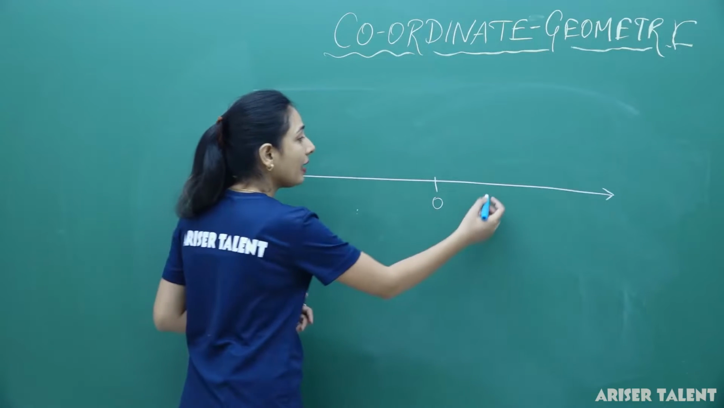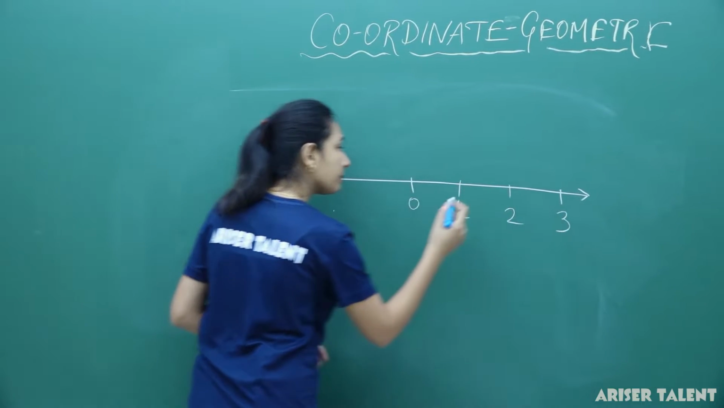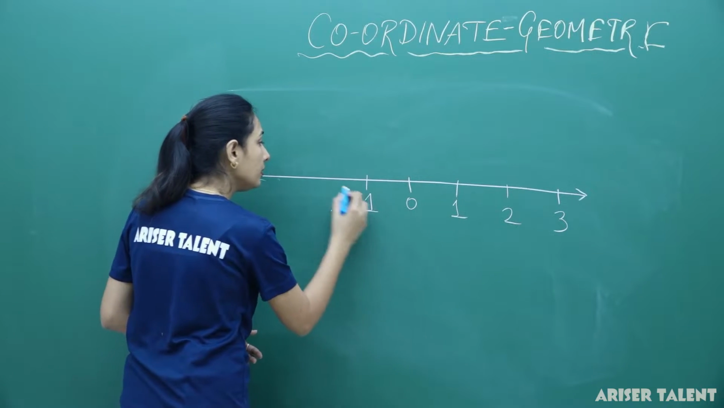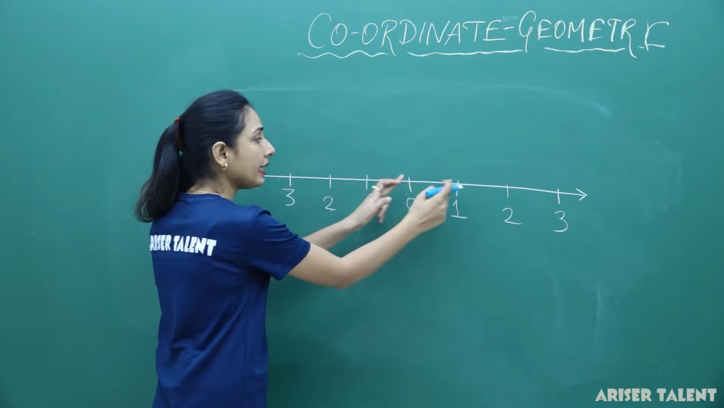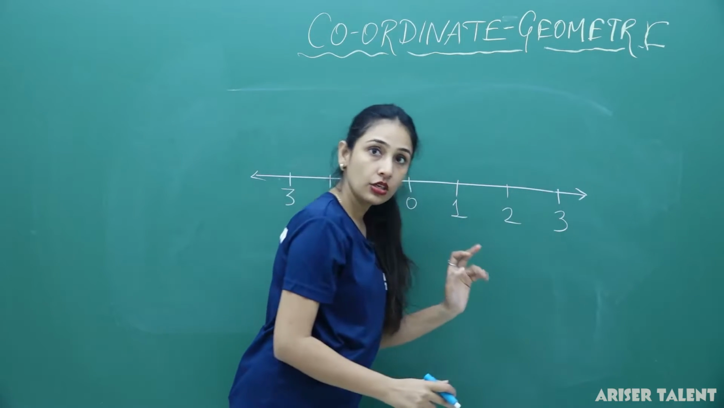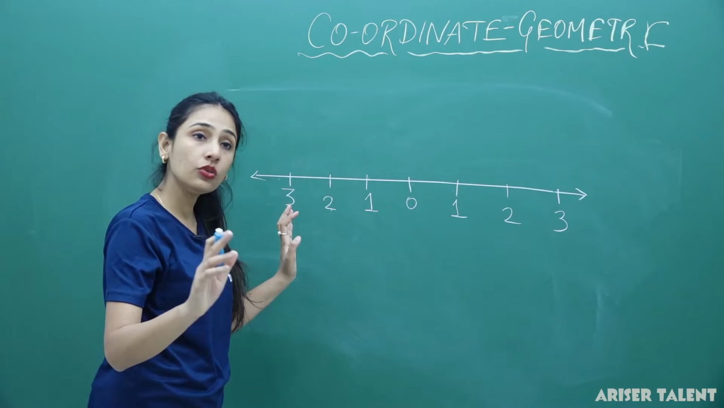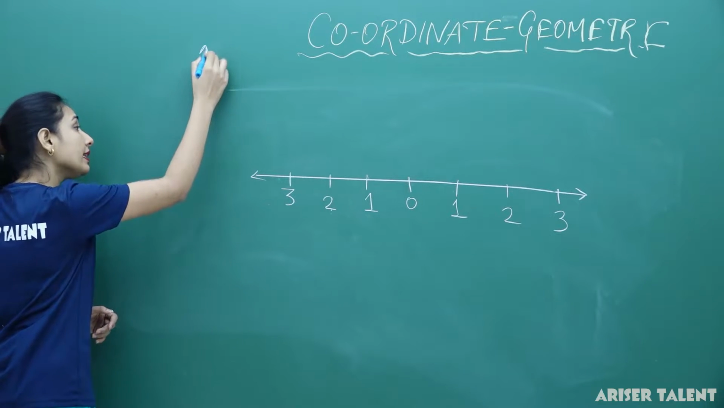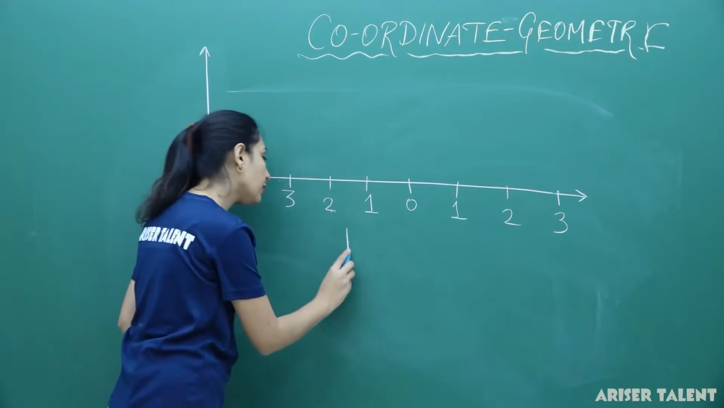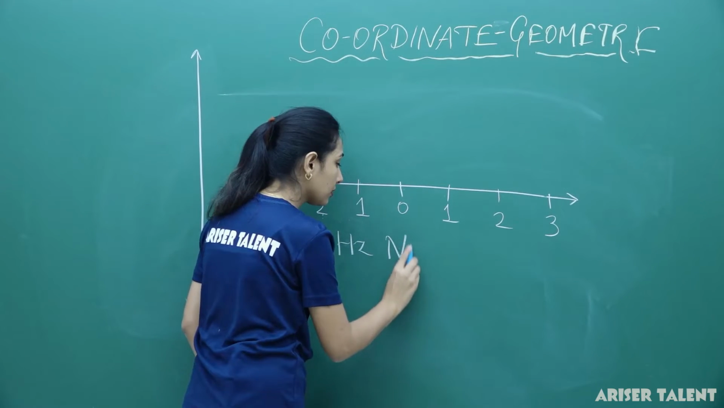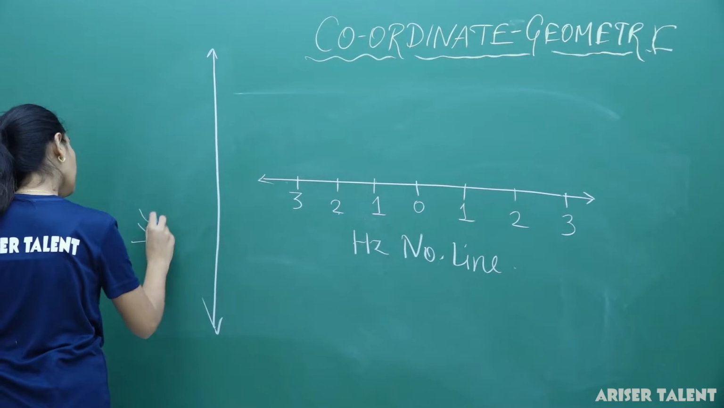Okay, so let me mark it for you. 1, 2, 3. 1, 2, 3. These were exactly equal partitions. So that was our number line. Now what I will do is draw another number line, but this time vertical. So this is a horizontal number line, and this is a vertical number line.